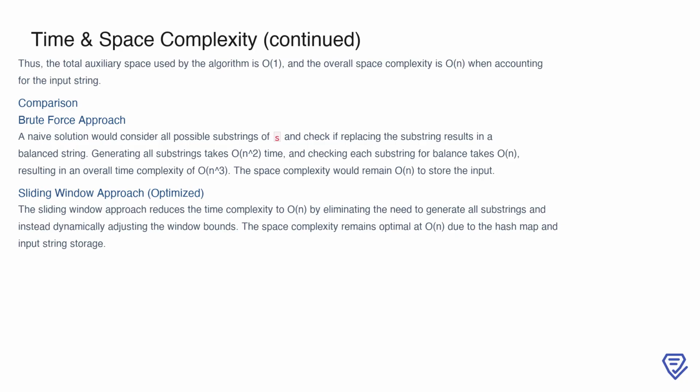In contrast, the sliding window approach eliminates the need to enumerate all substrings by dynamically adjusting the window bounds, reducing the time complexity to O(n). The space complexity for both approaches is O(n) due to the input string, but the sliding window technique is clearly far more efficient in terms of execution time, making it the optimal approach.